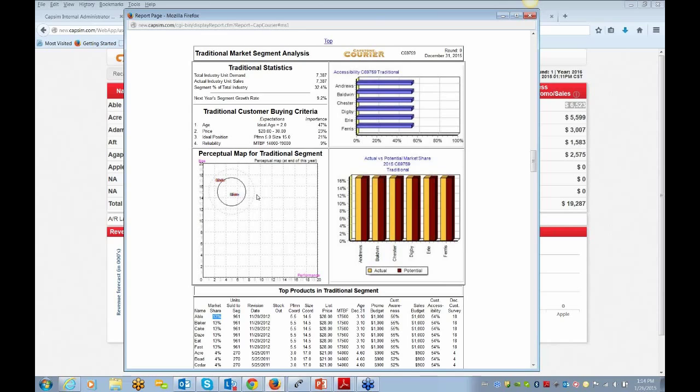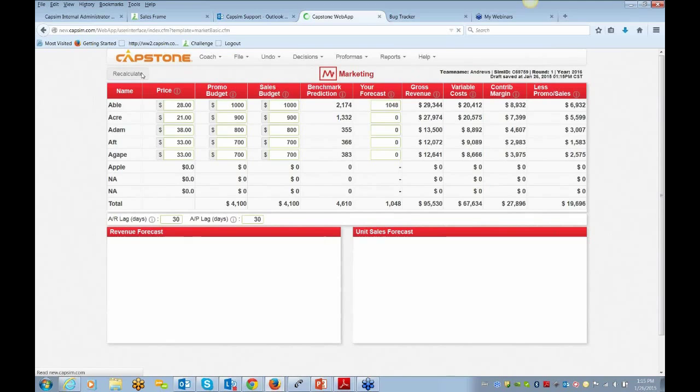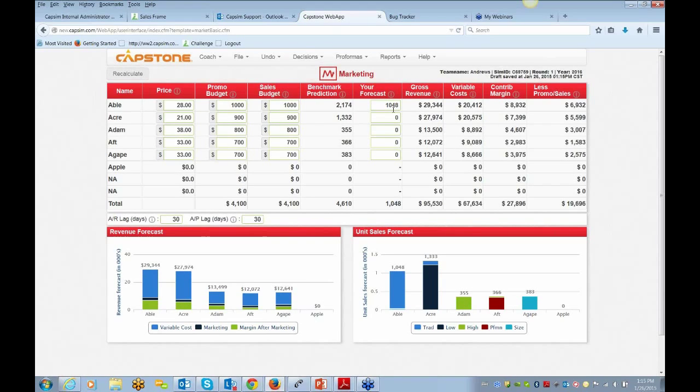So if we're finding 13% of how many customers want product for next year, we actually have 1,048,000, which is actually not too far off from what we just threw in there as an estimate. So if we type 1048 and click Recalculate, now it's going to show us the gross revenue associated with selling 1,048,000 products.